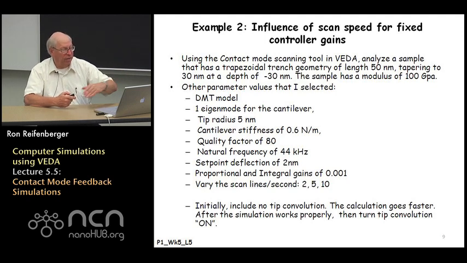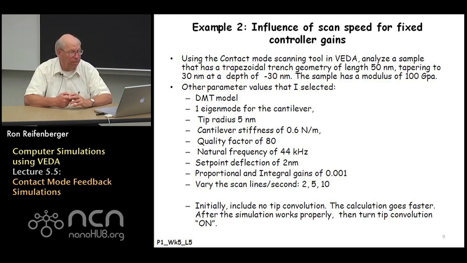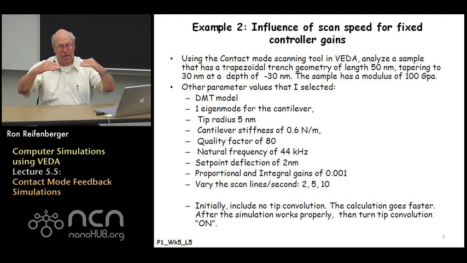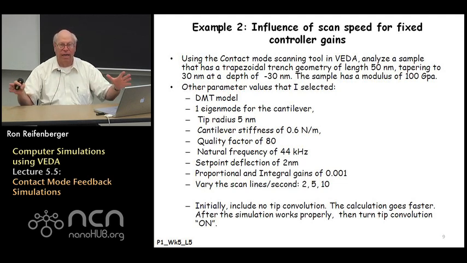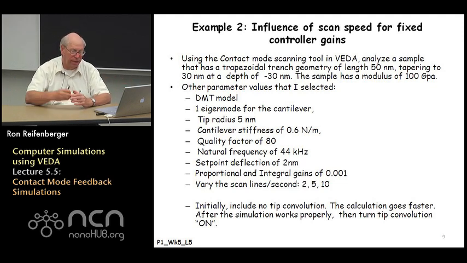So again, I list the input parameters that I'm using in this simulation. In this simulation, I'm producing a trench in a solid substrate. The sample has a modulus of 100 gigapascals uniformly throughout the substrate. The depth of the trench is 30 nanometers. In this case, I use a trapezoidal trench geometry.